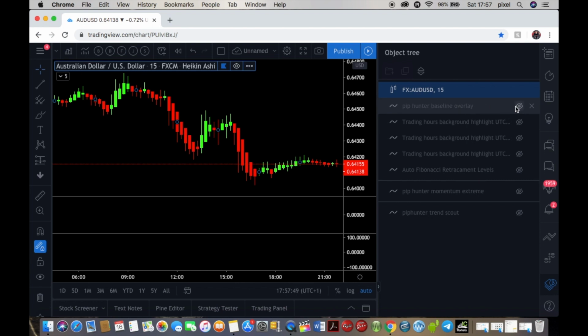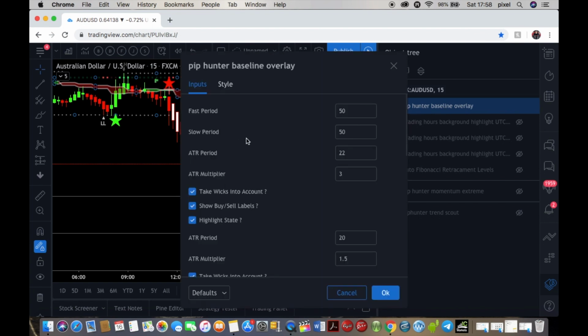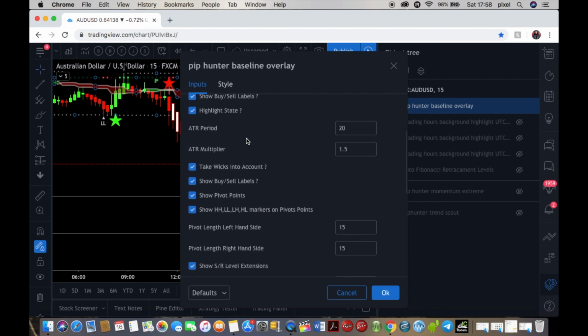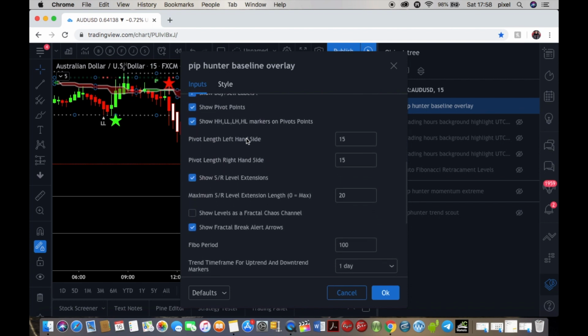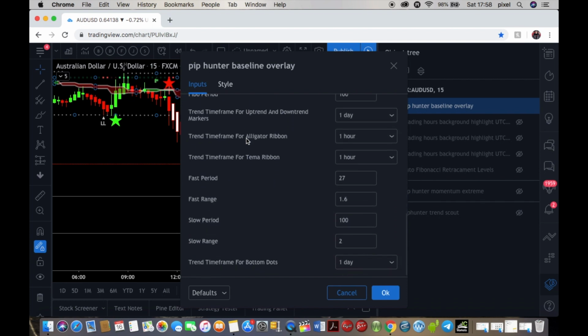I'm going to go through all the indicators and I'm just going to show you my settings. I'm going to go through my settings slowly. I'm going to switch them all on and then switch them off. I'll try and do a little explanation of what they are as I'm switching them on and off as well. So this is my Pip Hunter baseline overlay and these are the settings. I'm going to scroll through them slowly so you can see. Please feel free to copy all of these settings the way I've got them set up at the moment.